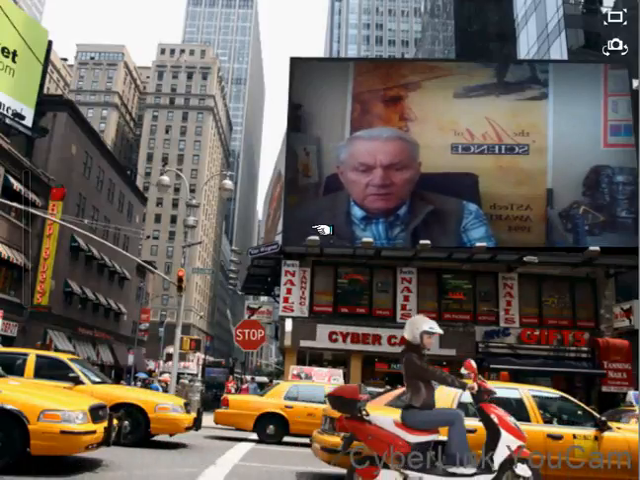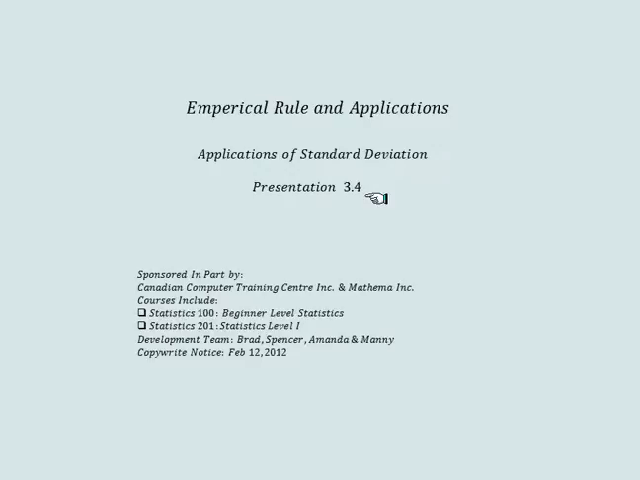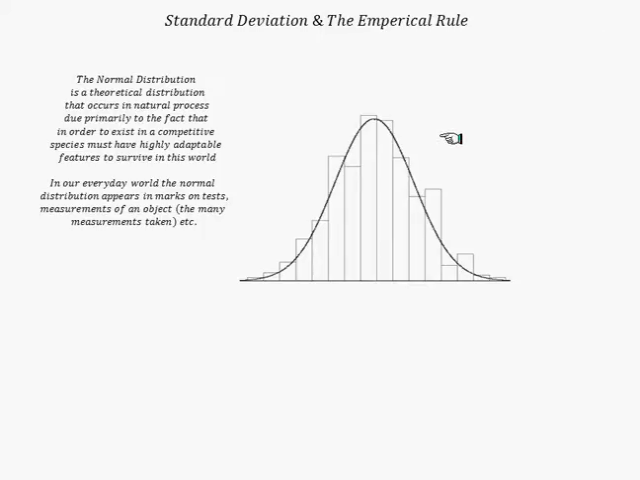Today's topic is the empirical rule and its applications. This presentation 3.4 is applications of the empirical rule, standard deviation. We want to illustrate the empirical rule here. We have the frequency distribution here, these rectangular forms, part of a frequency distribution. We've drawn through here what appears to be roughly a normal curve, hump-shaped.